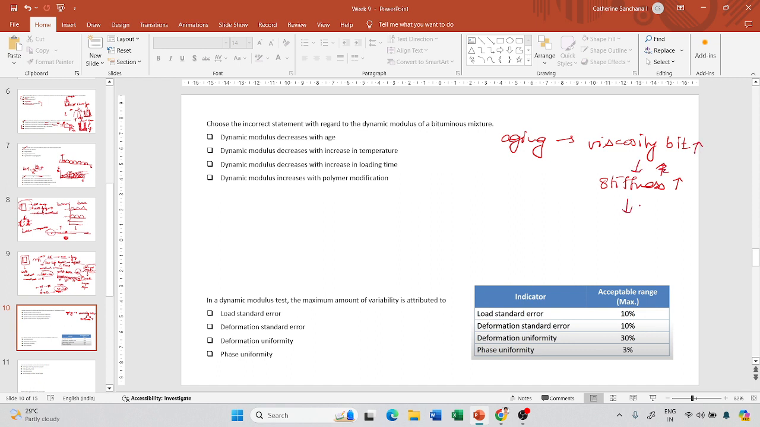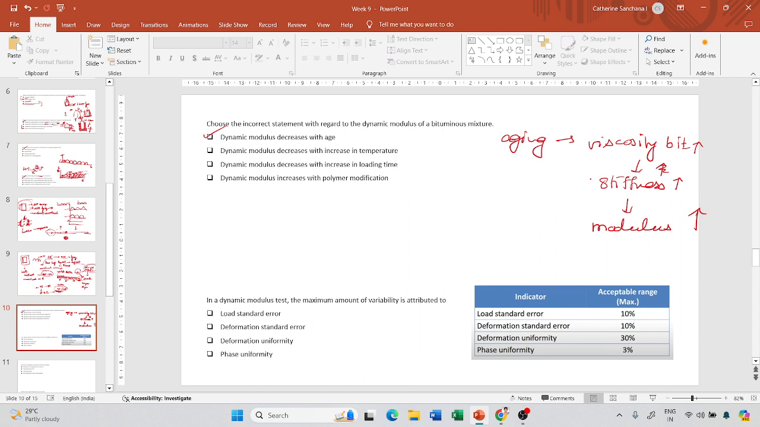Okay, which means the modulus of the bitumen, as well as the bituminous mixture, is going to increase. So this is an incorrect statement, because it says that the dynamic modulus decreases with aging. No, right? Now moving on, let us go through the other options also.